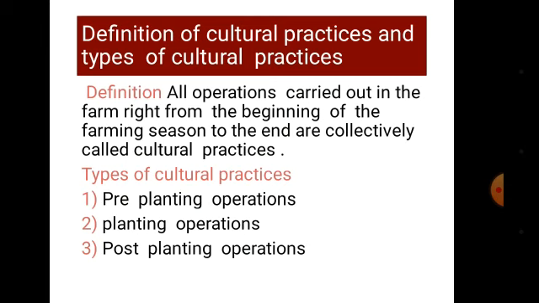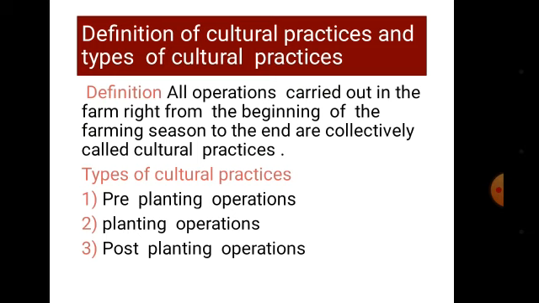Coming to the definition of cultural practices and the types of cultural practices we have. We explain cultural practices to be all the operations carried out in the farm right from the beginning of the farming season to the end of the farming season. From the day you pick a farm to farm on, till the day you harvest the crops that you planted on that farm is what we refer to as cultural practices.